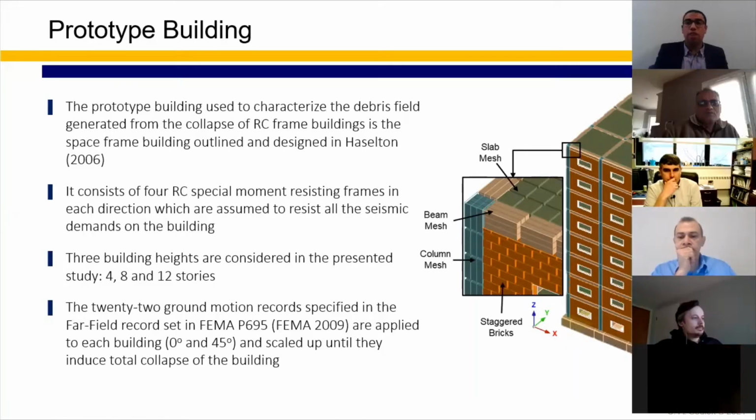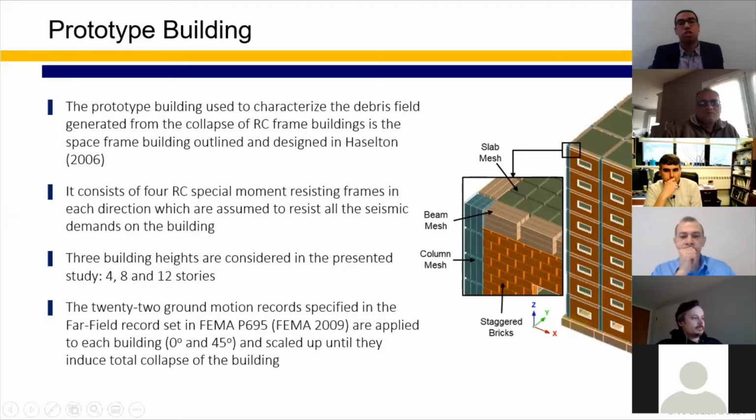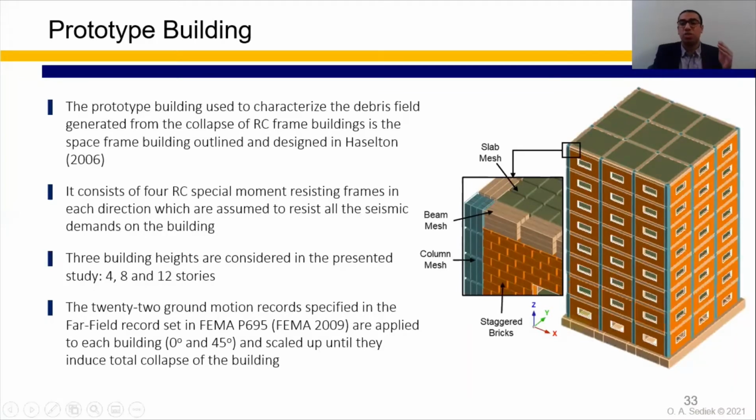Each building was subjected to the 22 ground motion records specified in the far field record set in FEMA P695, and each ground motion record was applied 2 times, one at 0 degrees, meaning that the X and Y axes of the ground motion are the same as the X and Y axes of the building, and at 45 degrees, meaning that the X and Y axes of the ground motion were rotated by 45 degrees.